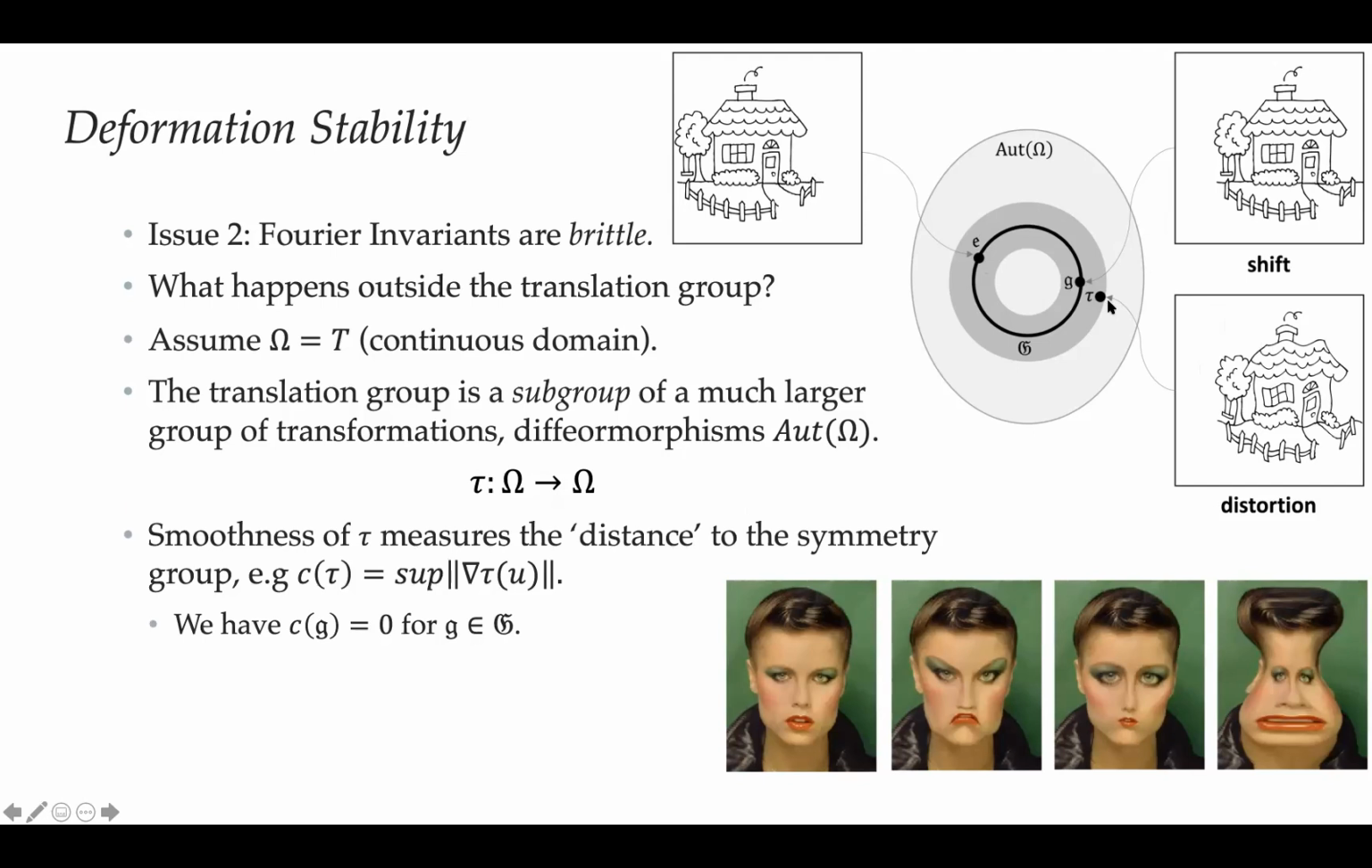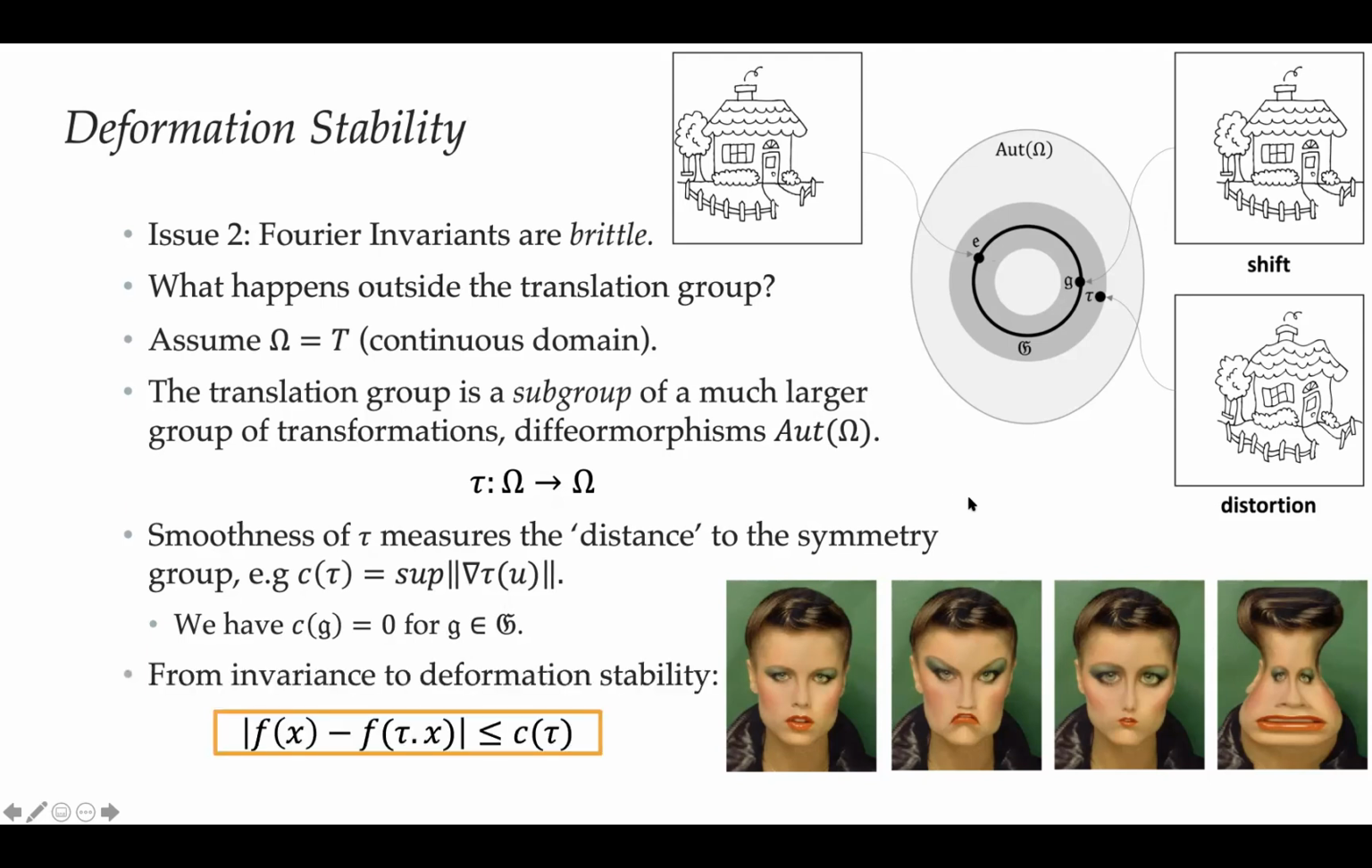You can measure the amount of distortion, for example, by how much the domain is being stretched. The way you interpret this measure of smoothness is as a distance to the translation group. In particular, the transformations that are in the translation group have perfect smoothness, the distance to the symmetry group is 0. Here I try to illustrate that as you get farther and farther from the translation group, you can accomplish more and more complicated distortions of the domain.